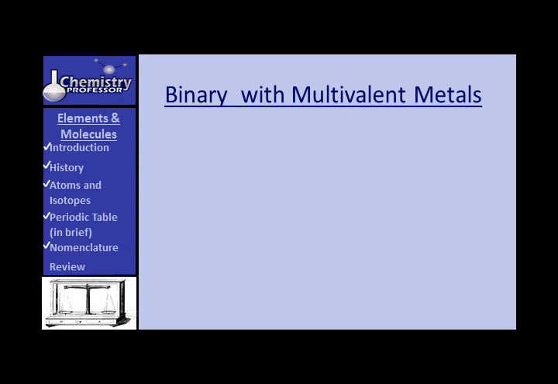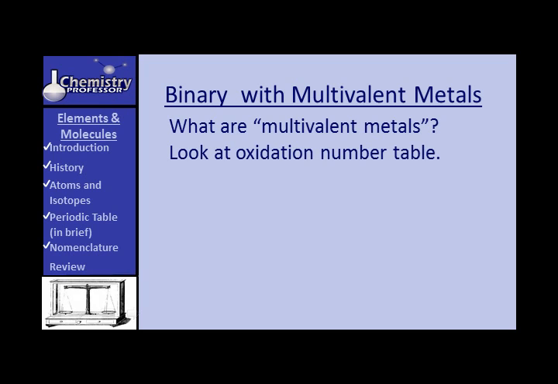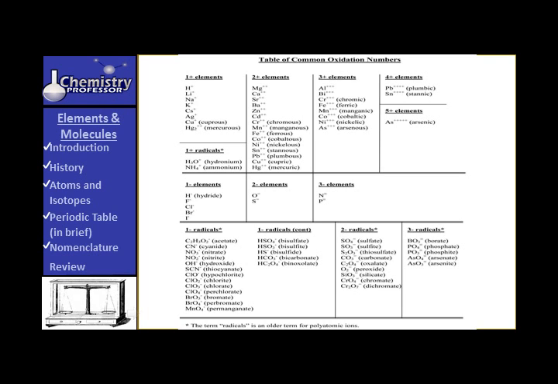Binary compounds that contain a multivalent metal. Well, what are multivalent metals? Let's look at our oxidation table again. Look here and here. Do you see anything they have in common? Look at the bottom of the +2 column. Do you see that copper and mercury appear in both the +1 and +2 columns? That's because these two elements have more than one oxidation state, and these are the two states they commonly have.